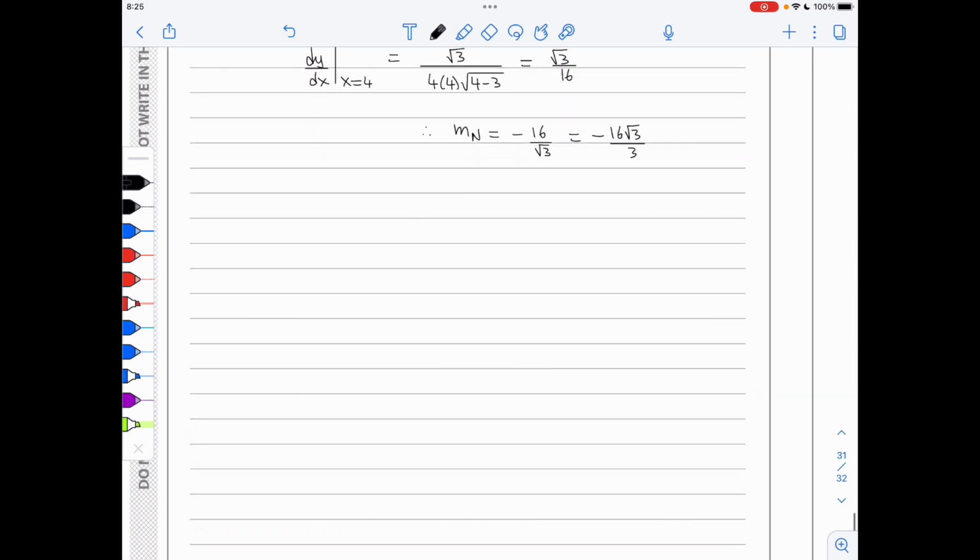I'm using y minus y1 is m times x minus x1, so y minus pi over 12 is minus 16 root 3 over 3 times x minus 4. I will expand to get y minus pi over 12 is minus 16 root 3 over 3 x plus 64 root 3 over 3. Which means that the final answer will be that y is minus 16 root 3 over 3 x plus 64 root 3 over 3 plus pi over 12.